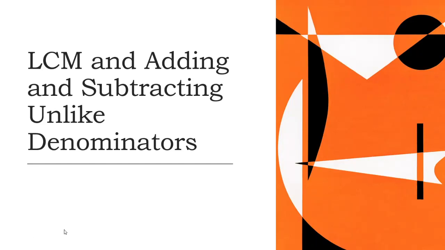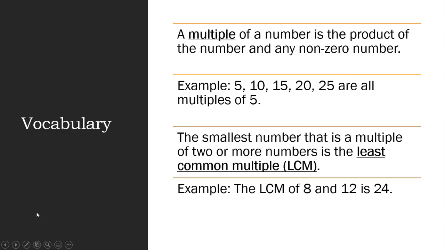Alright, today we're going to be looking at the least common multiple and adding and subtracting unlike denominators. So here's some vocabulary. A multiple of a number is the product of the number and any non-zero number. So basically 5, 10, 15, 20, 25 are all multiples of 5. 5 times 1 is 5, 5 times 2 is 10, so on and so forth.